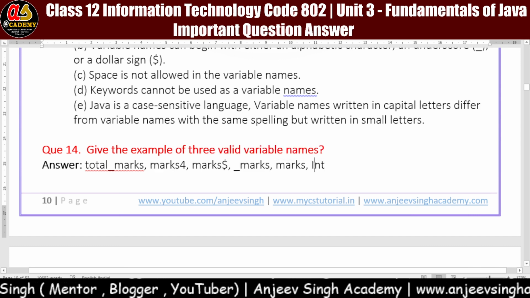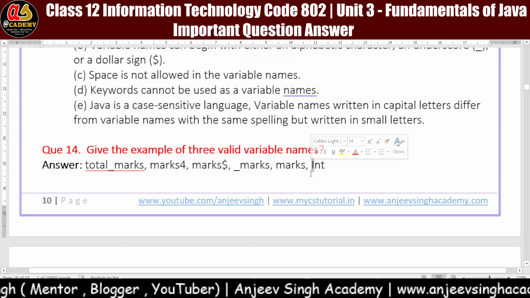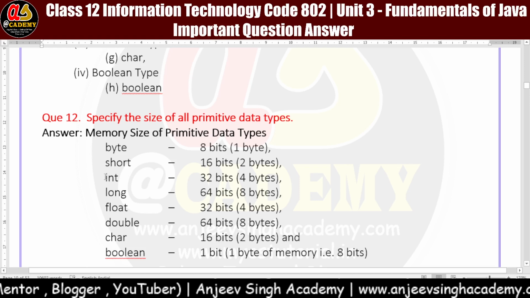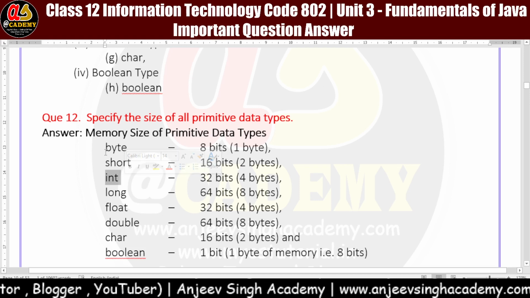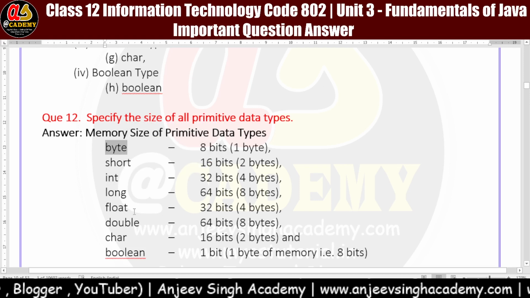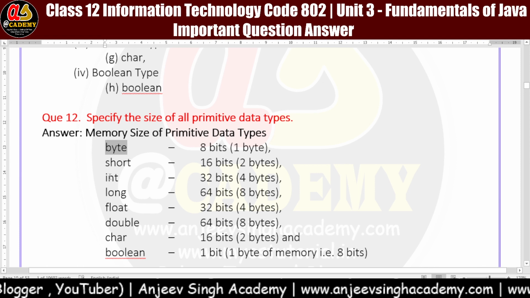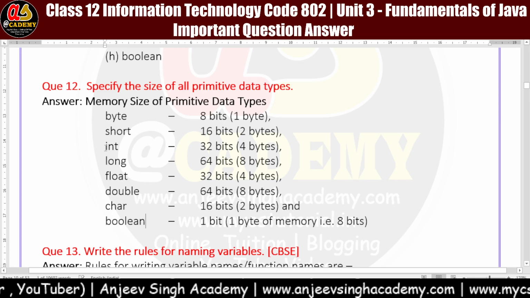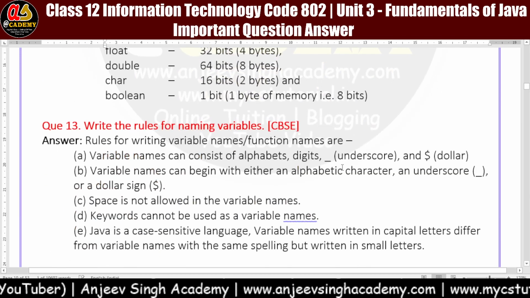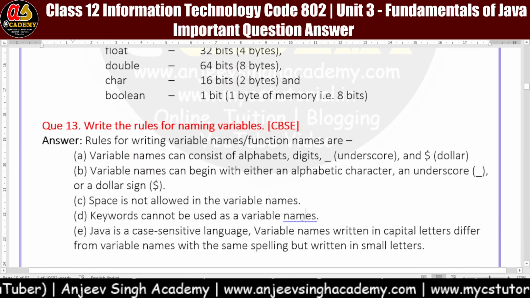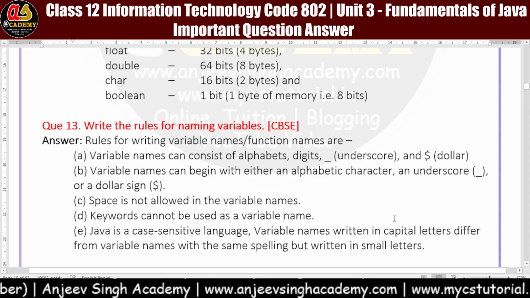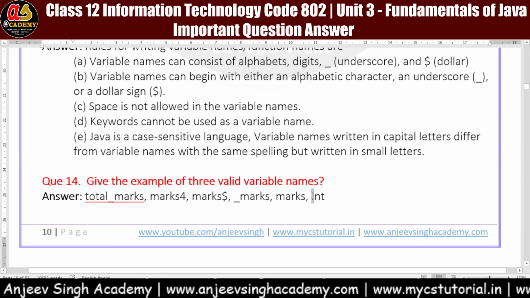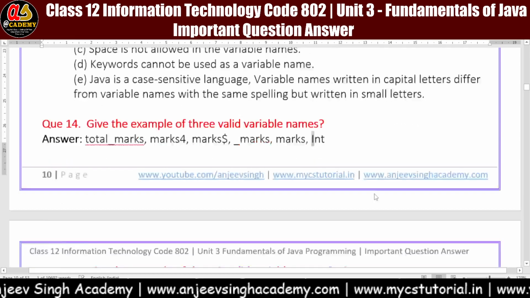Look at this: int is the data type also, but here I have written the I in a capital letter. These are all keywords: byte, short, int, long, float, double, char, boolean. I have written int this way, all in small letters. In Java, every keyword is written in small letters. So here I have written I in a capital, and that's why it's a big difference.